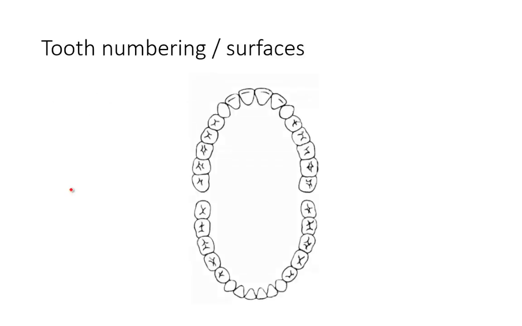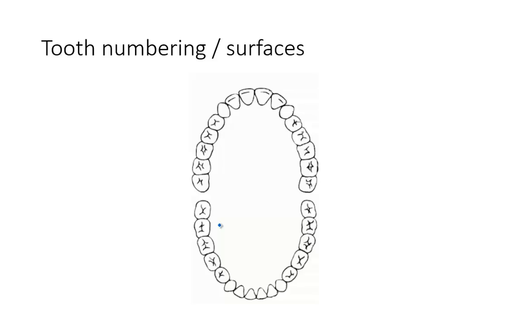So I don't want to dwell on tooth numbering and surfaces too much because this was covered in oral physiology, but I'm just going to go over real quick as a quick recap. So permanent human dentition has 32 teeth. You're going to have 16 in the maxilla and 16 in the mandible. And it's divided into 4 quadrants with 8 teeth in each quadrant.